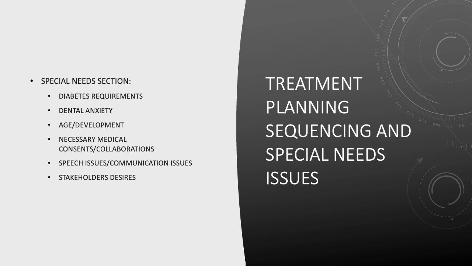For treatment planning sequencing and the special needs issues in this patient, I need to note that he's diabetic and I need to address that. He has high dental anxiety. His age and development is perhaps intellectually less than I might expect of a 7-year-old, and maybe I should be thinking in terms of him being more emotionally at the level of a 5-year-old. I need to get the necessary medical consent and collaboration from the two main physicians. I need to make sure that I'm compensating for the speech issues and communication issues that this patient may have, and I need to double check that I understand what the parents are looking for in this experience.